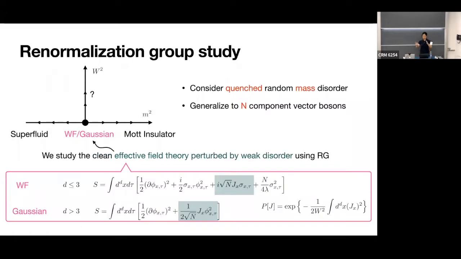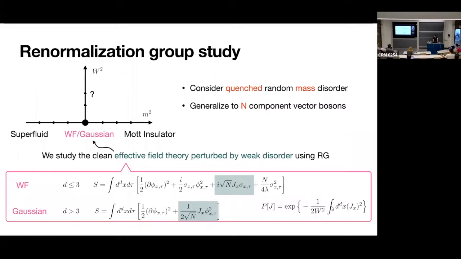Okay, then we want to perturb these two theories by weak random mass disorder. Now we want to assign a random coupling to the singlet operator of both CFTs. And in the Wilson-Fisher fixed point, the singlet operator is sigma. In the Gaussian theory, the singlet operator is phi squared. And notice the random coupling is only a function of space coordinate because it's a quenched disorder.